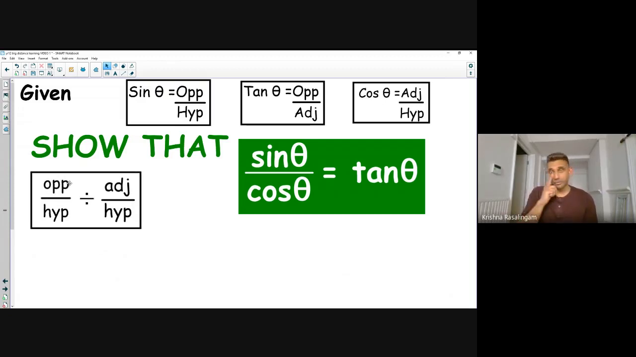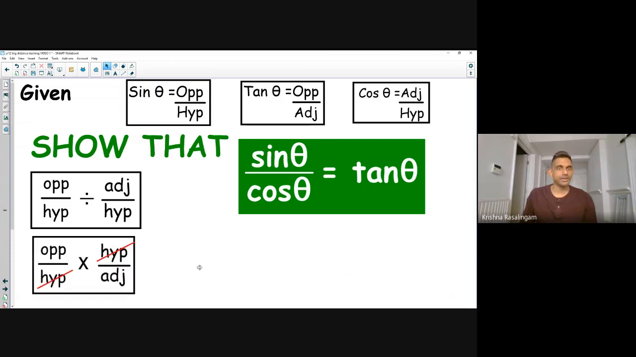So first we make the replacement that sine is opposite over hypotenuse and cos is adjacent over hypotenuse. How do we divide fractions? That's right, we leave the first term and exchange the second, and we get this.